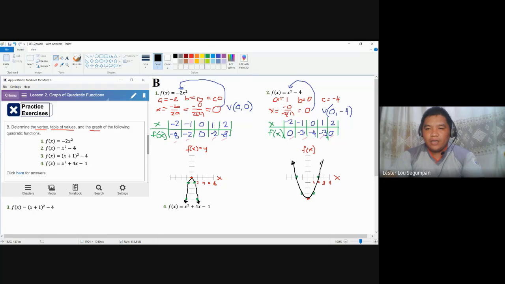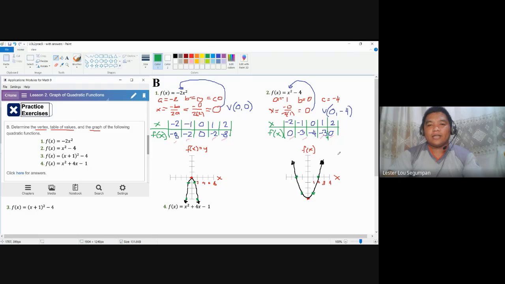So this is actually our graph of the given quadratic function x squared minus 4. And then just to label it, you could just use here probably. Okay. So this is the turning point, the vertex, and these are our parabola. It opens upward. In comparison to number 1, our graph in number 1 opens downward. Our graph in number 2 opens upward.